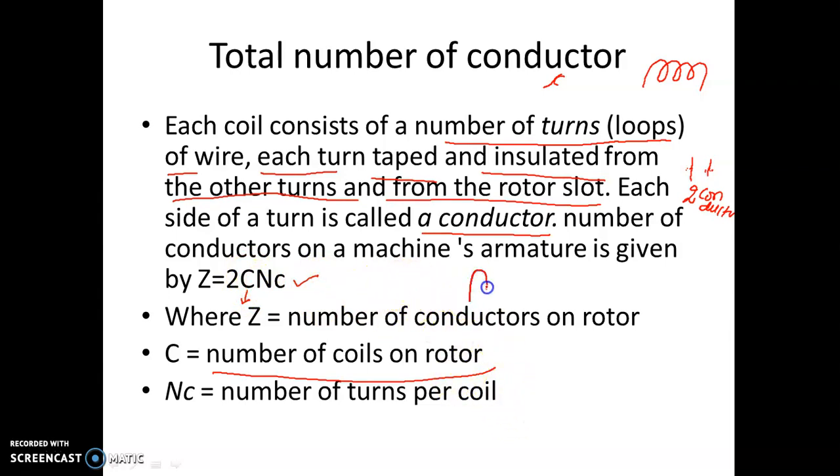If this is a coil, it has many turns. And another coil with many turns is connected in series, and so they form windings. This is called winding. You can very easily see why 2 is coming: because a single turn has two conductors. So 2 is multiplied by C, and NC is the number of turns per coil. So this is the total number of conductors.